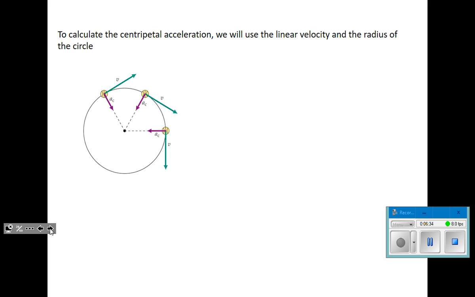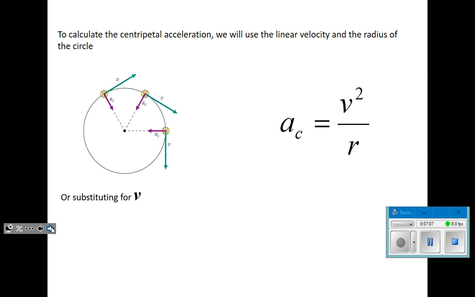Now, to calculate centripetal acceleration, we'll use the linear velocity and the radius of the circle. This formula is on your formula chart. It is listed as a_c for centripetal acceleration, and it's v squared divided by r. This v is that tangential or linear velocity. Notice that the centripetal acceleration is always facing towards the center because the acceleration and the force are always in the same direction.